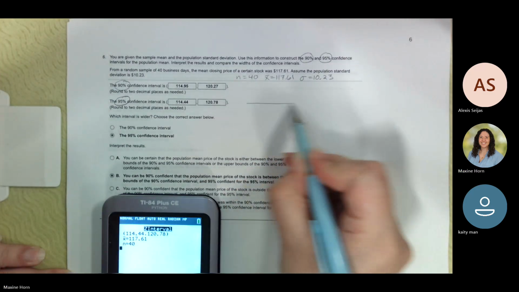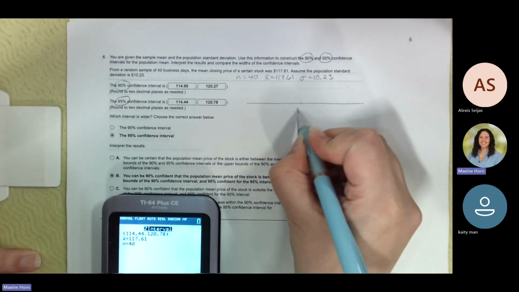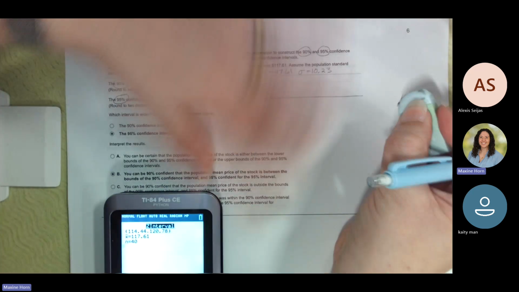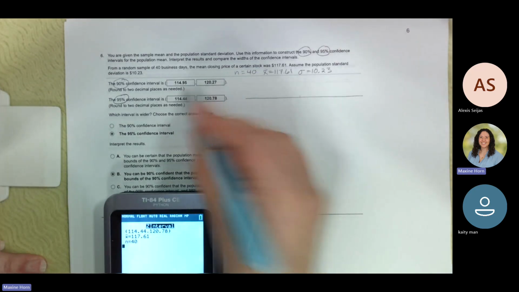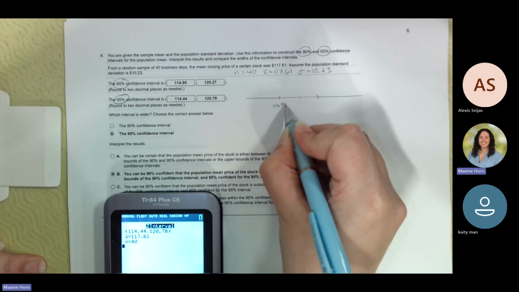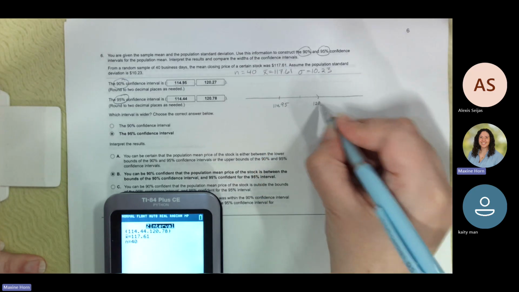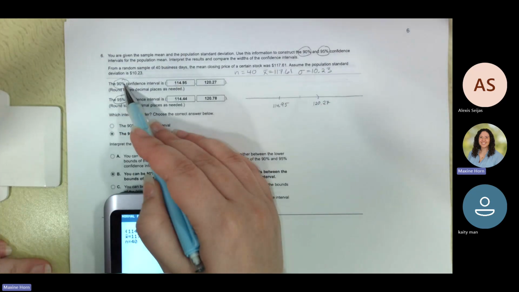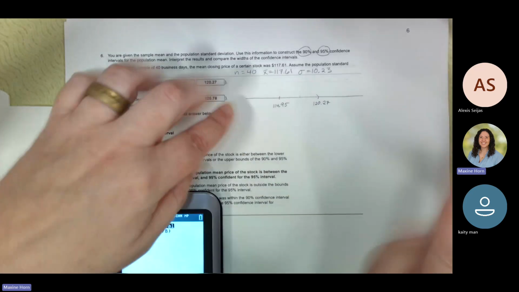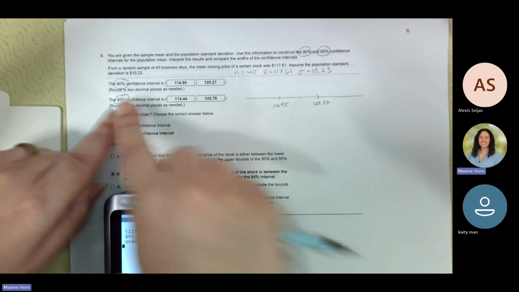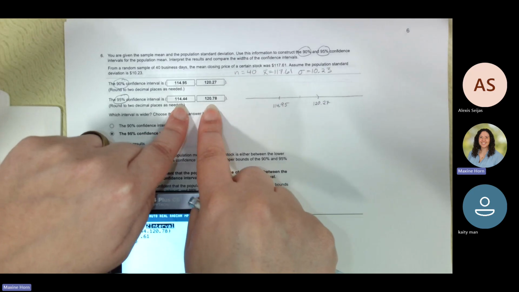So we have our sample mean, 117.61. Actually, you know what? I'm not even going to worry about writing my sample mean. For this first one, I'm going from 114.95 to 120.27, right? I can be 90% confident that my true population parameter is between these two numbers, that it exists somewhere in there. But if I want to be 95% confident, these are the numbers that contain my interval.